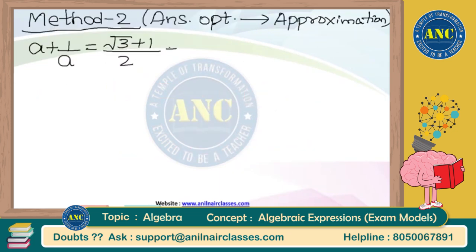Now, root 3 is approximately 1.7, which we know, plus 1, by 2. So, 2.7 by 2 is nothing but 1.35. That means a plus 1 by a is approximately 1.35. Let me keep this. A plus 1 by a is approximately 1.35.